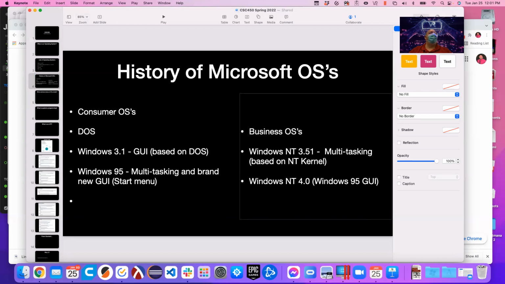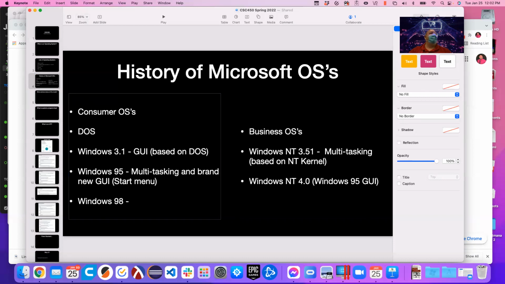The Windows 95 GUI, the start menu thing, was a big hit. So NT4 brought that good user interface over to the new core operating system that supported multitasking, was more stable, things like that, built for businesses. What came next? Windows 98.